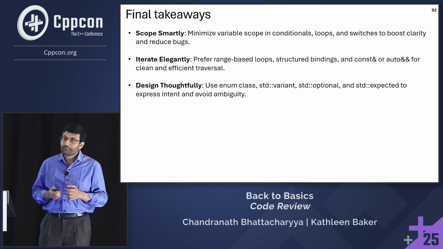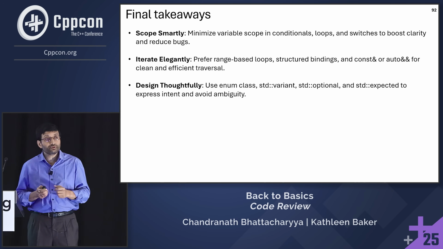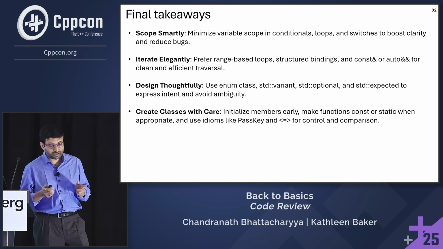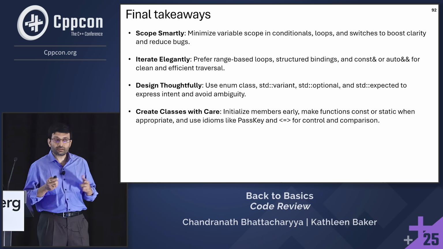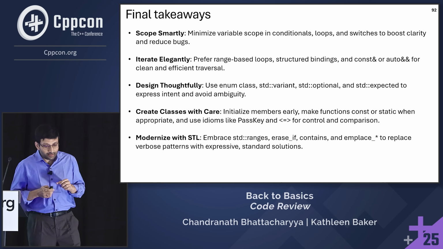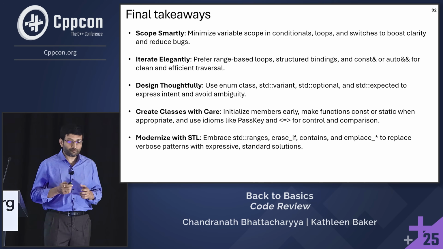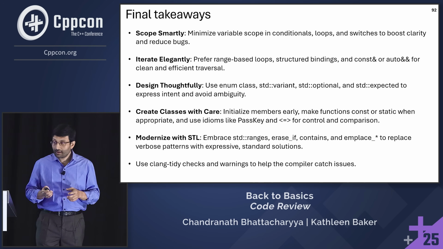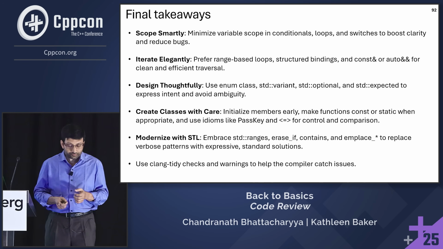Design thoughtfully: use enum class, std::variant, std::optional, std::expected to express intent and avoid ambiguity. Create classes with care: initialize members early, make functions const or static when appropriate, use idioms like Passkey and the spaceship operator for control and comparison, and always define your special member functions correctly. Modernize with the STL: embrace ranges, erase_if, contains, emplace-style functions, and replace verbose patterns with expressive and standard solutions. And finally, use static analysis checks and warnings to help the compiler catch issues for you.